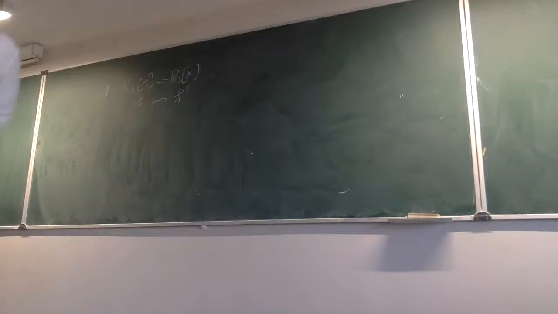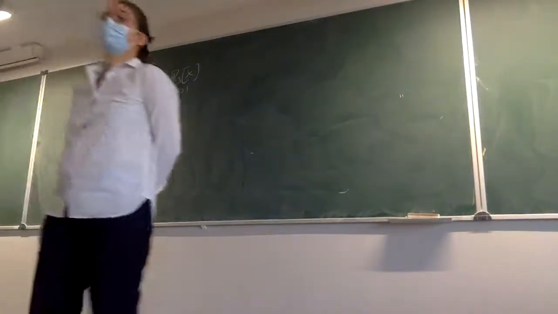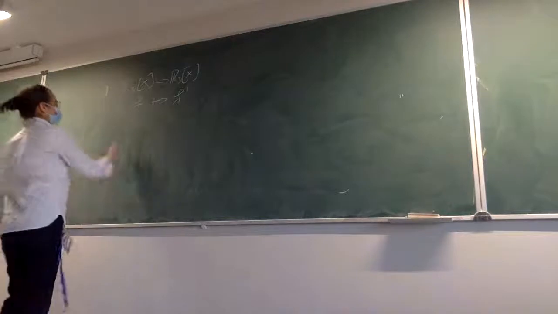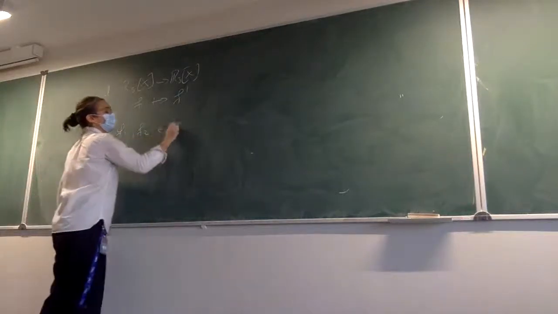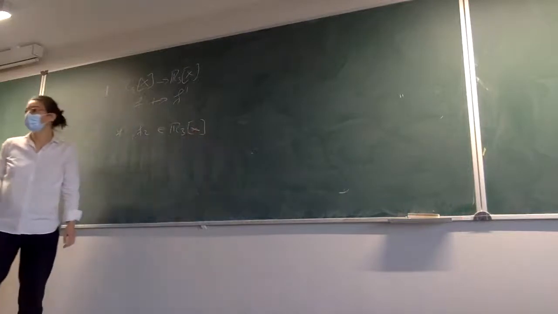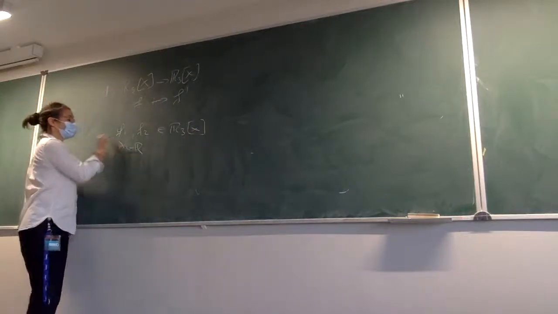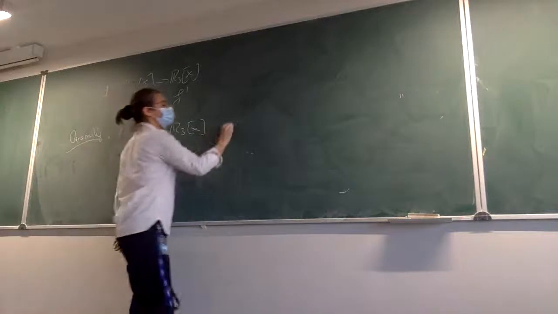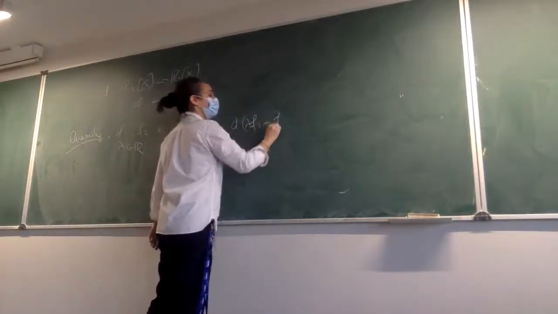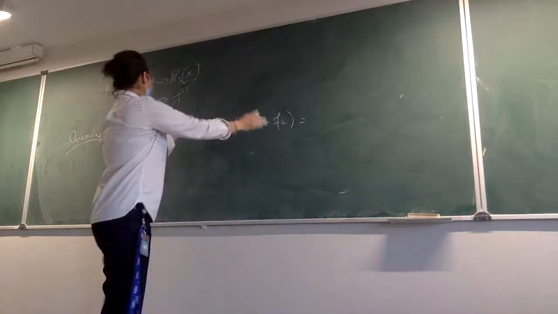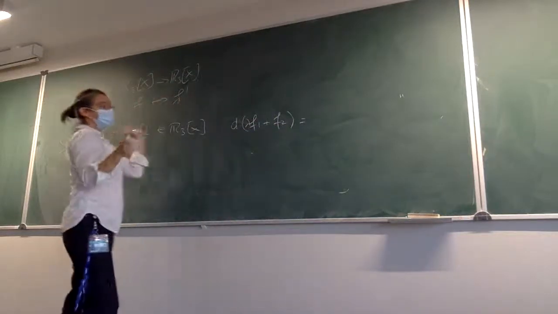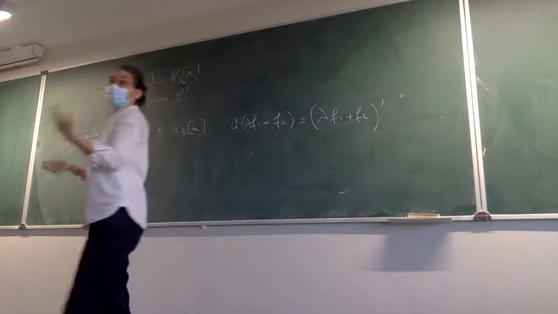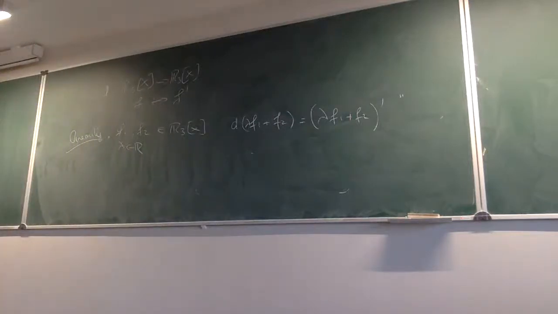Why is that linear? Simply because if you take two functions f1, f2 in R3[x], and lambda in R, and you apply your map to the linear combination, according to the definition of this map, that should be the derivative of the argument, and then you always use the linearity of things you know are linear.